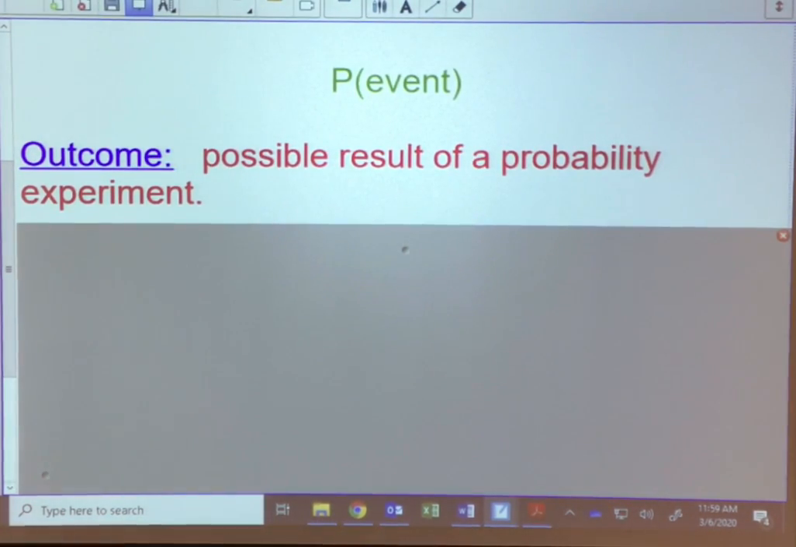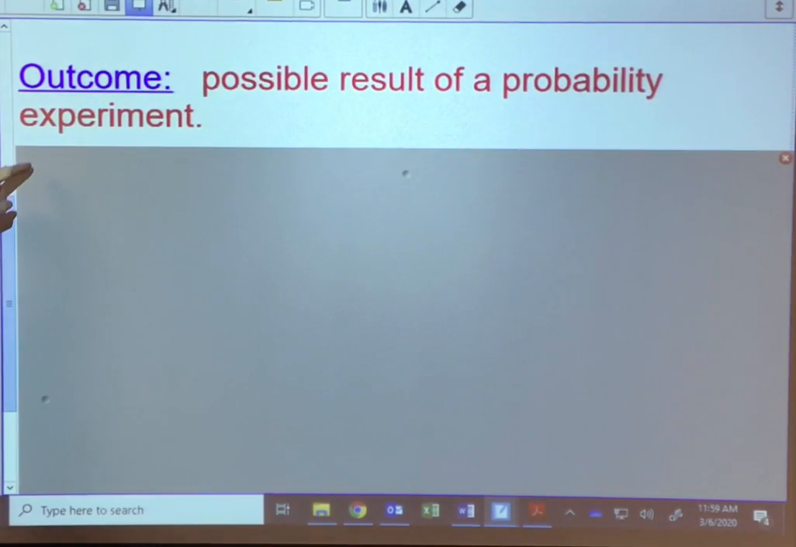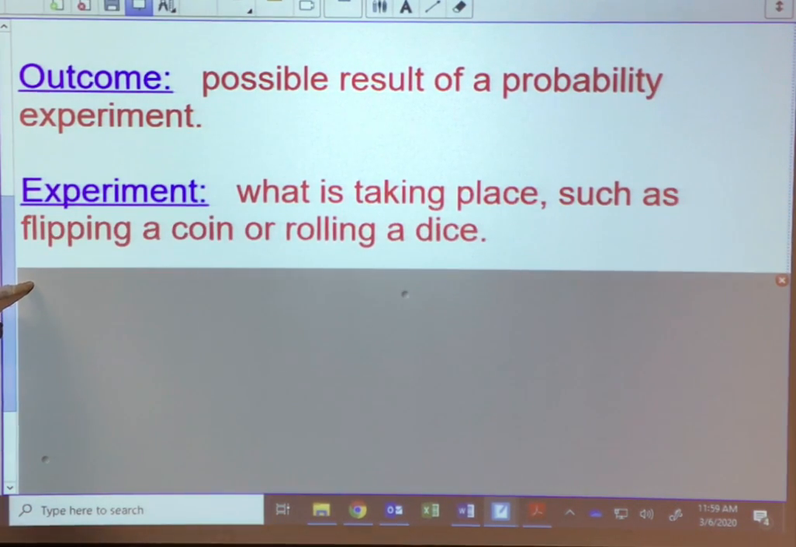Okay, just some vocabulary. An outcome is a possible result of a probability experiment. An experiment can have many outcomes depending on what the experiment is. An experiment is what's taking place, such as flipping a coin or rolling a dice. So if we're flipping a coin, there's two outcomes. You'll either have a heads or you'll have a tails. If you're rolling a dice or a number cube, you're going to have 6 different outcomes.